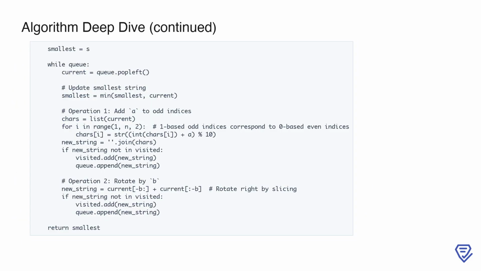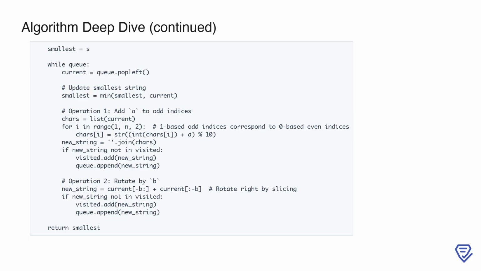The pseudocode demonstrates the detailed implementation of the BFS approach. We begin by initializing the queue with the original string S and marking it as visited. A variable smallest is used to track the lexicographically smallest string encountered during the search. In the BFS loop, we process each string by applying the two operations. For the first operation, we modify the digits at odd indices by adding a and taking the result modulo 10.